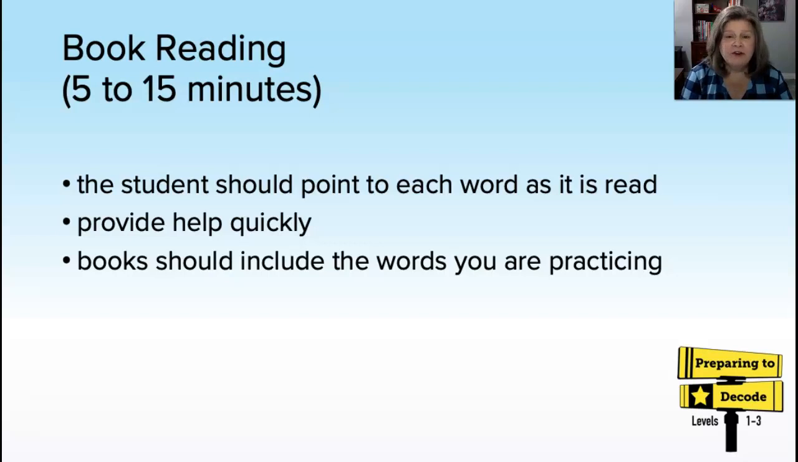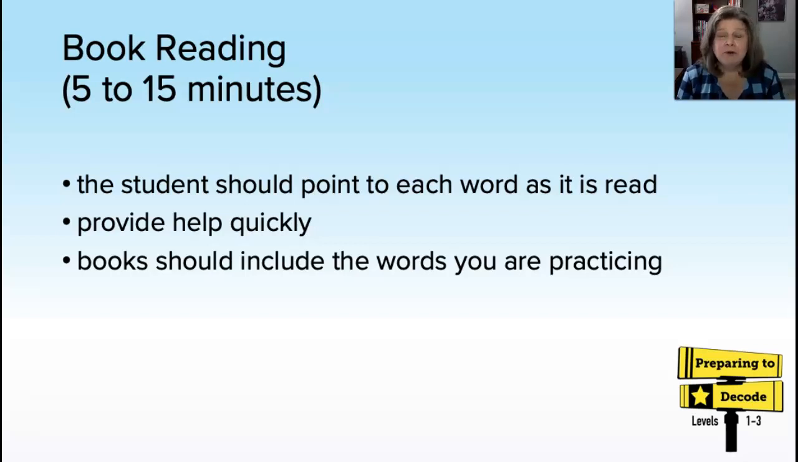When they're learning their very first words, they're not just learning those words, they're also learning what a word is and that there are spaces between words and the one-to-one correspondence. Very early on, you may see kids saying things like, I do not like bananas, and they're not even looking and they're just pointing and they're not pointing to the right word. So it's really important that they point to each word as they say it so you know they're looking at the right spot. You should provide help quickly, and you should use books that include the words that you're practicing.